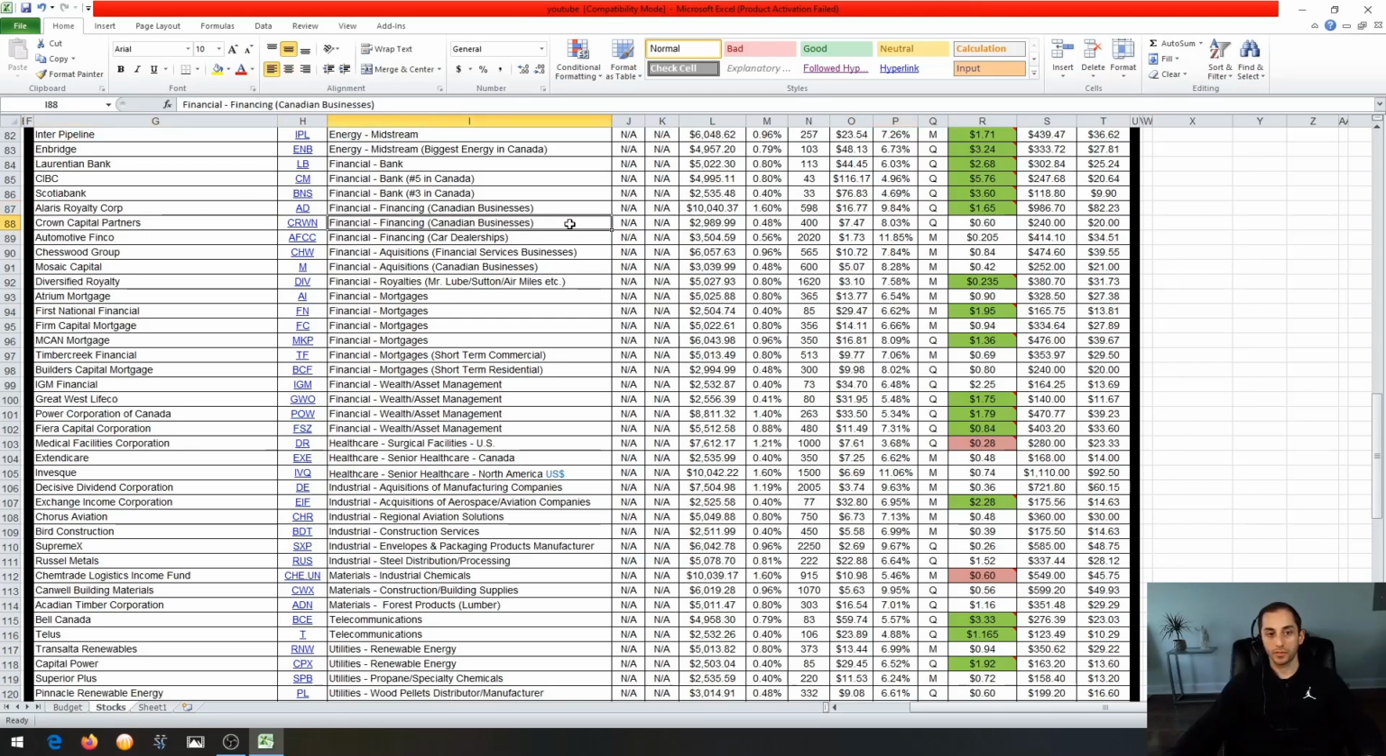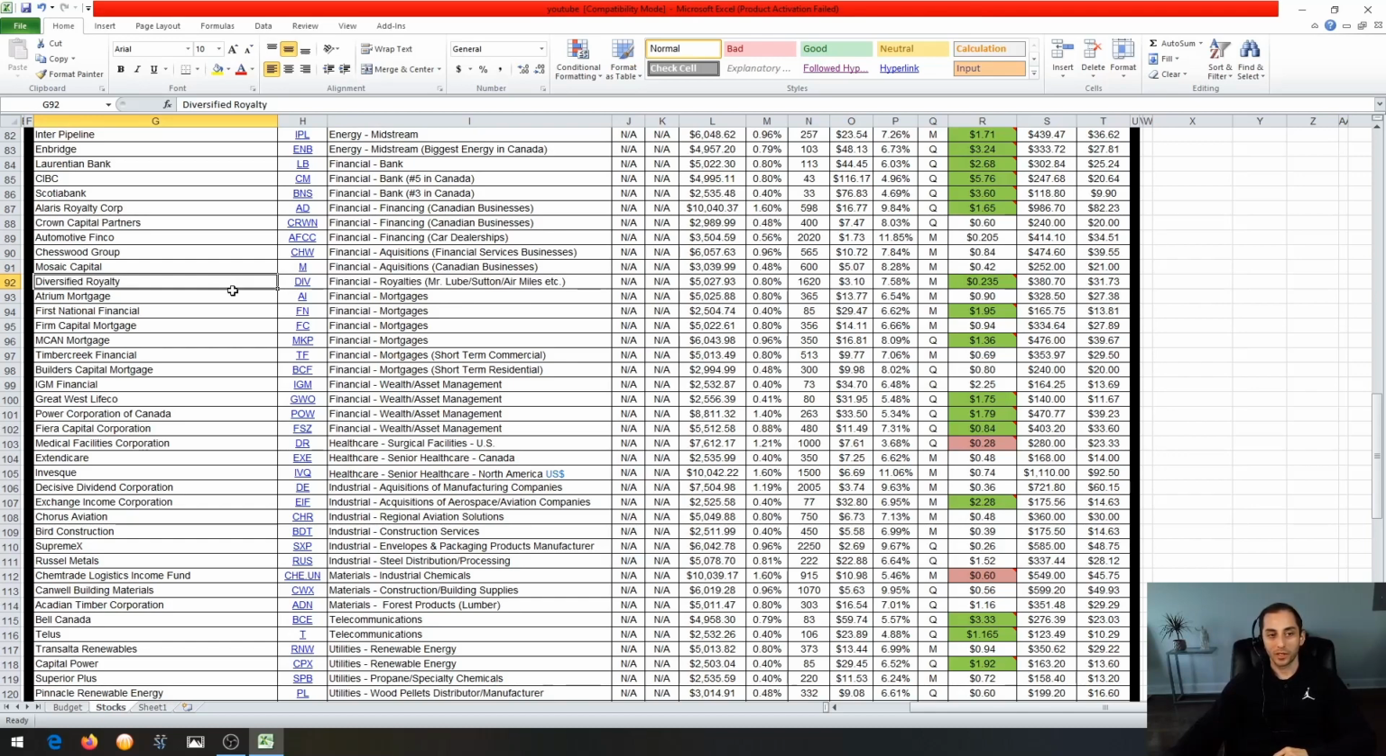Crown Capital Partners is very similar to Alaris. They also provide financing to Canadian businesses. Automotive Finco is a bit smaller. They provide financing to car dealerships. Chesswood Group is an acquisitions company, so they buy or own several companies that provide financial services to businesses. So well diversified because they have more than one company. Really good dividend yield, very stable as well. Mosaic Capital, same type of deal. They're an acquisitions company, so they buy out Canadian businesses and have a big portfolio of businesses.